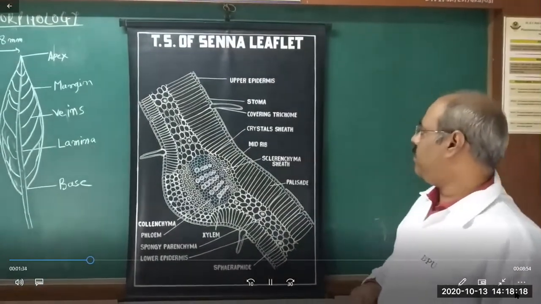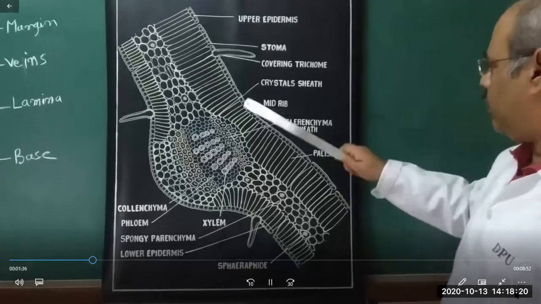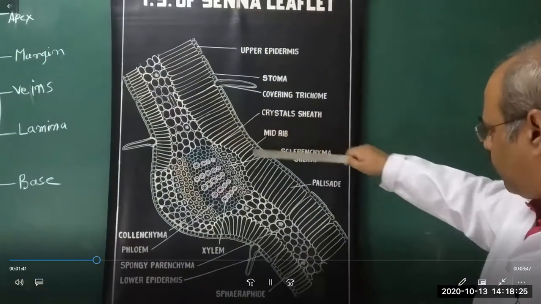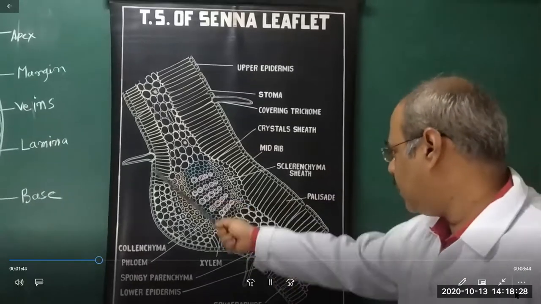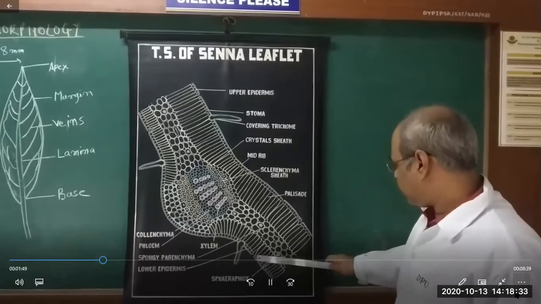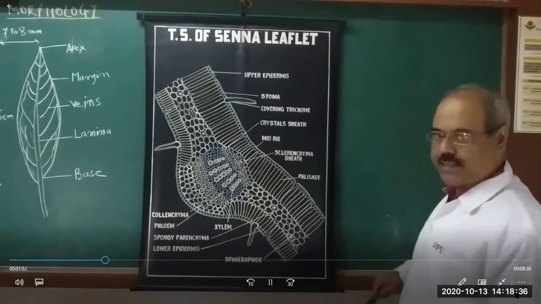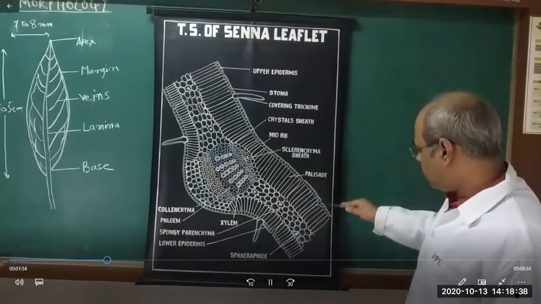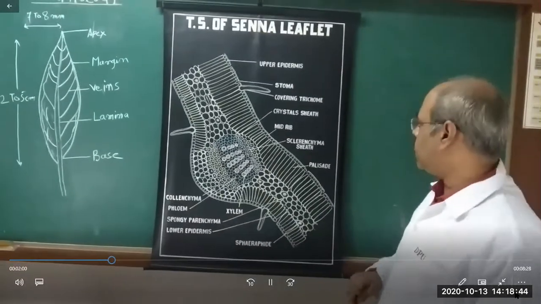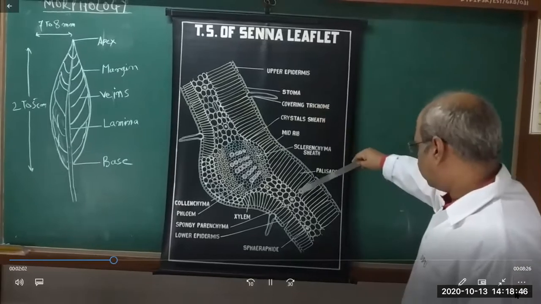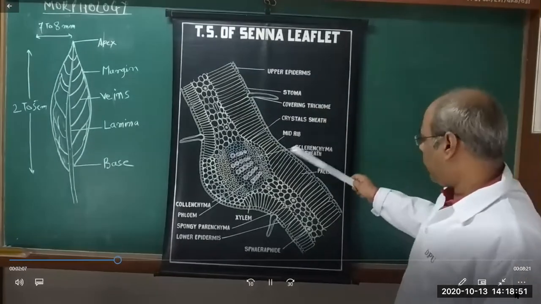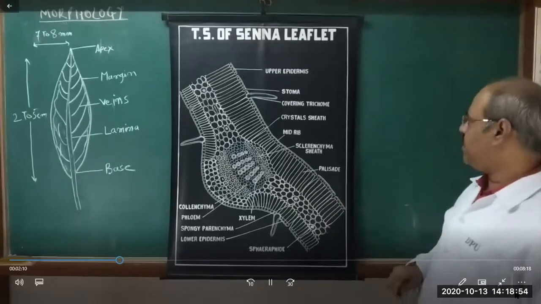When we say isobilateral, it means there are 2 layers of the palisade cells. So these are the palisade cells. This is the first layer of the palisade cells, and this is the second layer. So when a leaf contains 2 layers of palisade cells, present at the upper epidermis as well as the lower epidermis, it is termed isobilateral. Whereas if a single layer is present, then that leaf is termed dorsiventral. So Senna is basically of isobilateral nature.